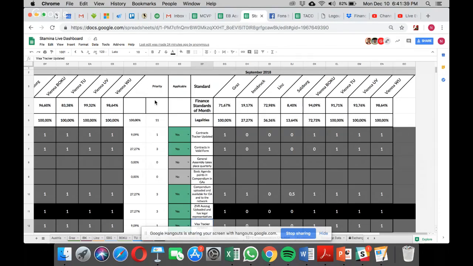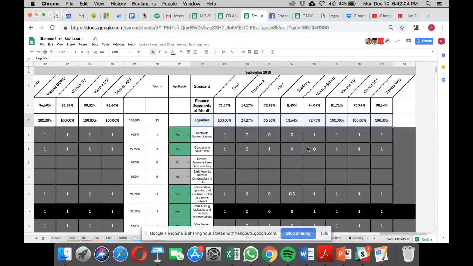So first of all, we can see here the priority of the task. This is something that we created with the commission according to how important it is that this one is fulfilled. If it is fulfilled, you get a 1. If it is not fulfilled, you get a 0. And according to the percentage of importance and the amount that you have fulfilled here, you will see a final amount here for a specific finance standard.